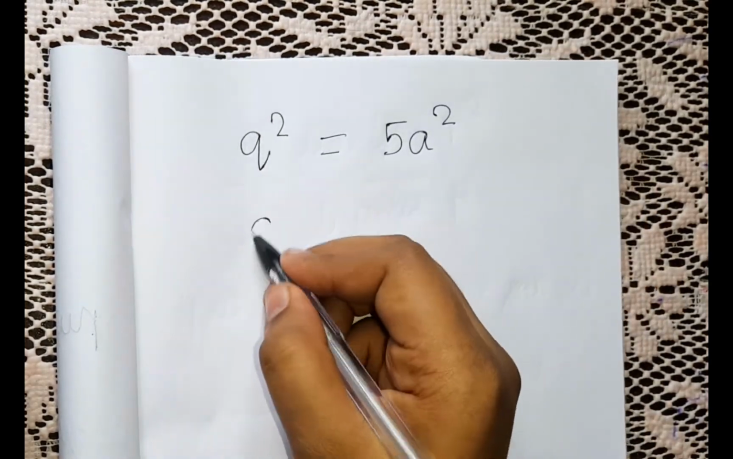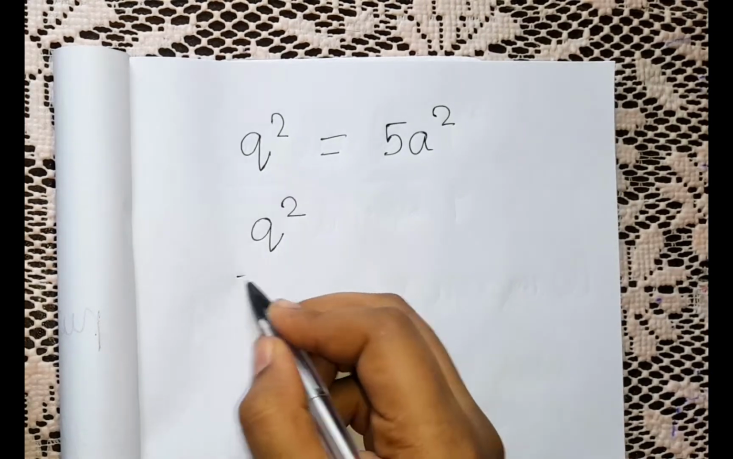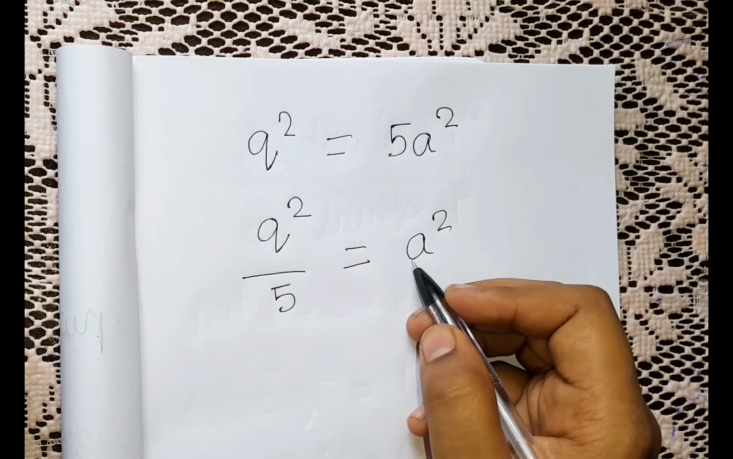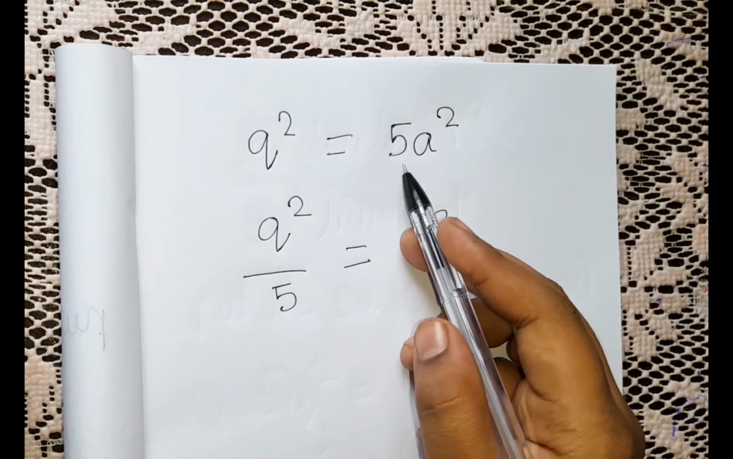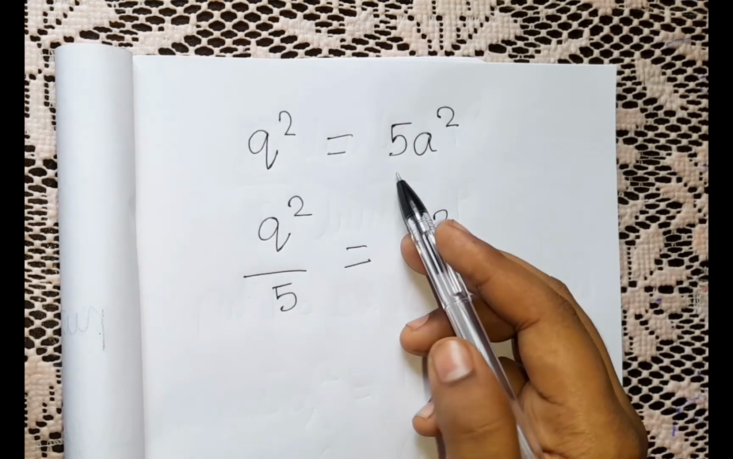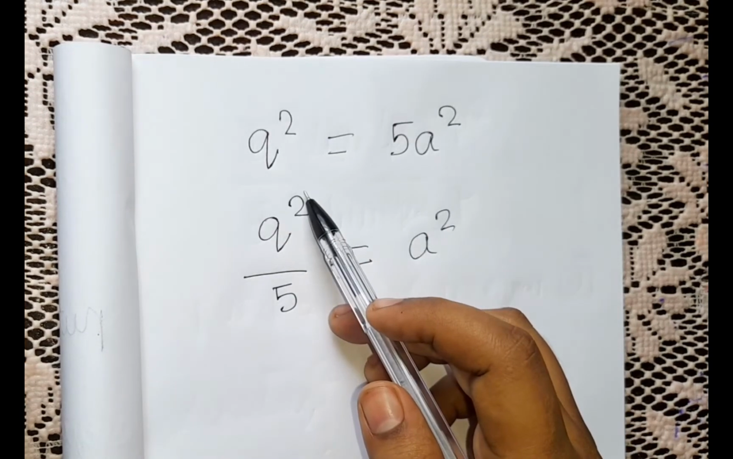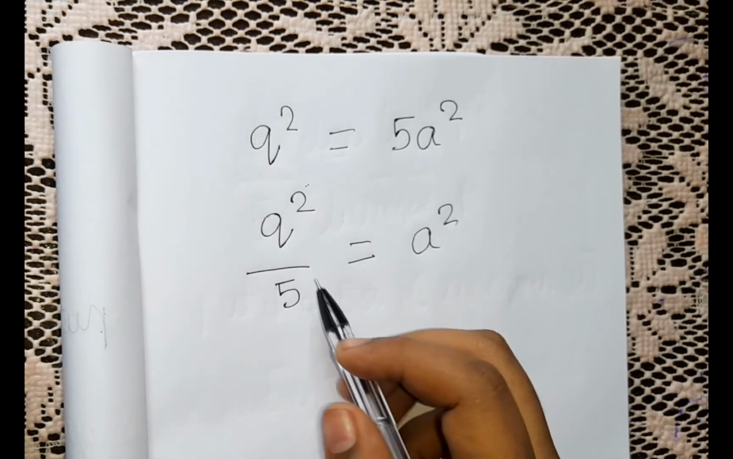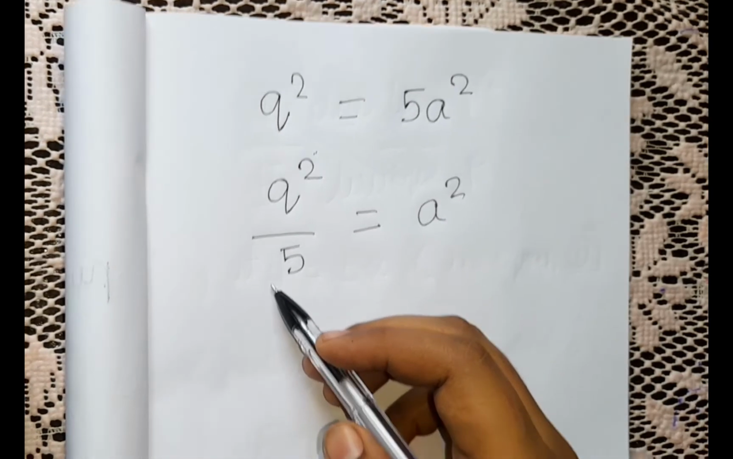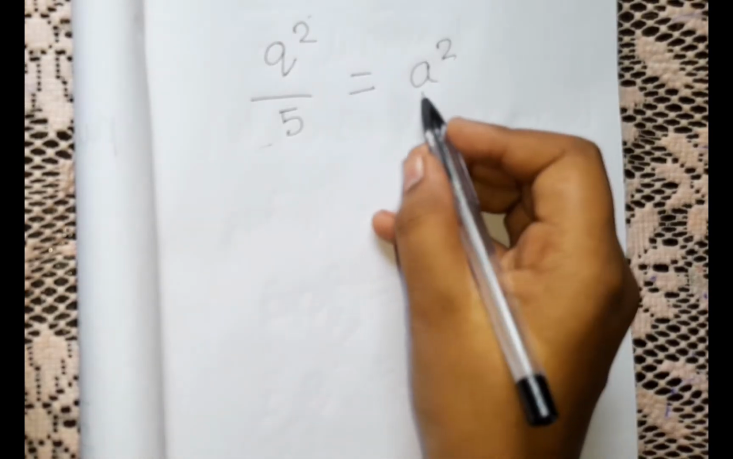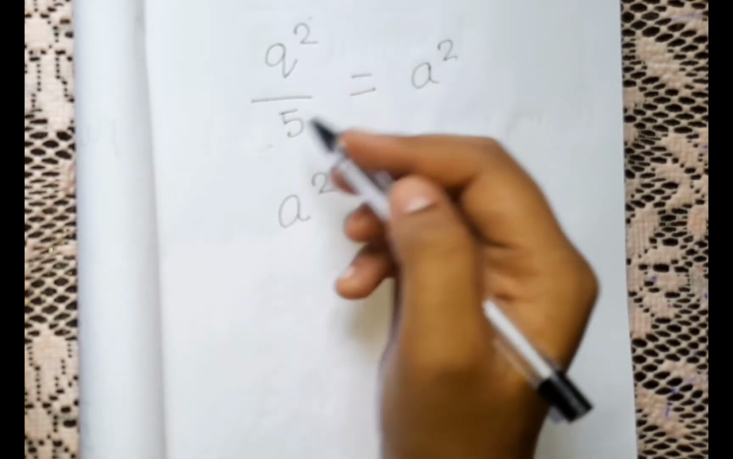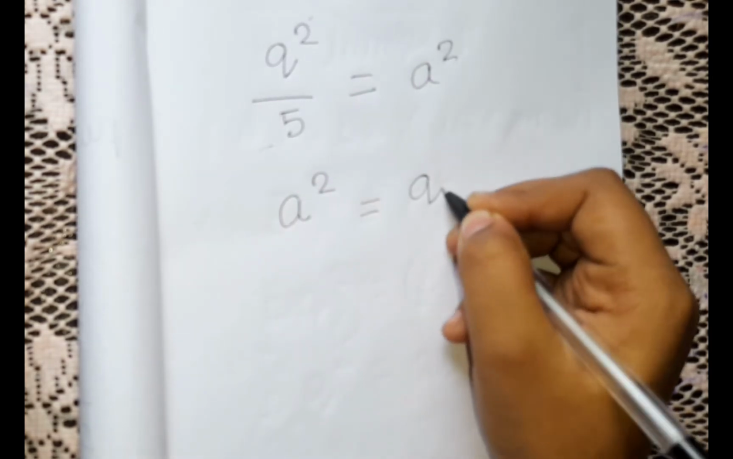Now what we are going to do is write q square divided by 5 is equal to a square. Why are we writing it like this? That's because here it is in the multiplication form. When it comes to this side, then it is in the division form. Remember this, this is very, very important. So now it is q square divided by 5. Now we shall write this a square on this side, that is the left side, and we shall write this form on this side, that is q square divided by 5.